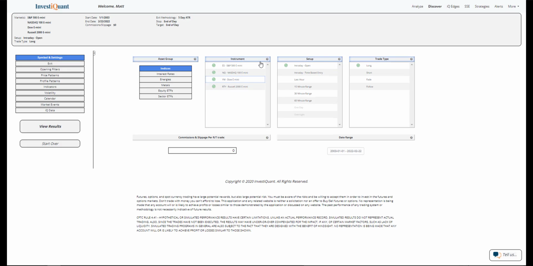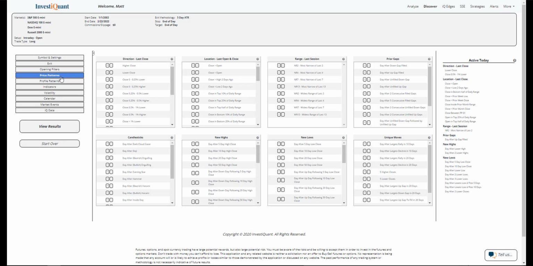I've selected all four instruments. The setup will be based upon entering the market long at 9:30 a.m. Eastern Time, exiting at 4:15 p.m. Eastern Time. Now, for this study, there's not going to be a huge amount of samples due to the weakness that we had on Friday, as well as the environment that we're in. So I'm skipping over opening filters just to keep as many samples as possible.